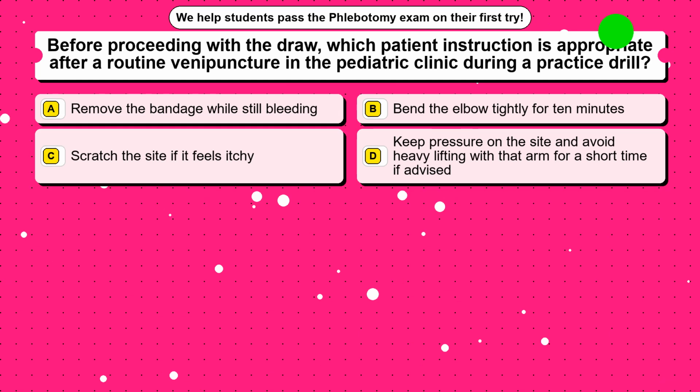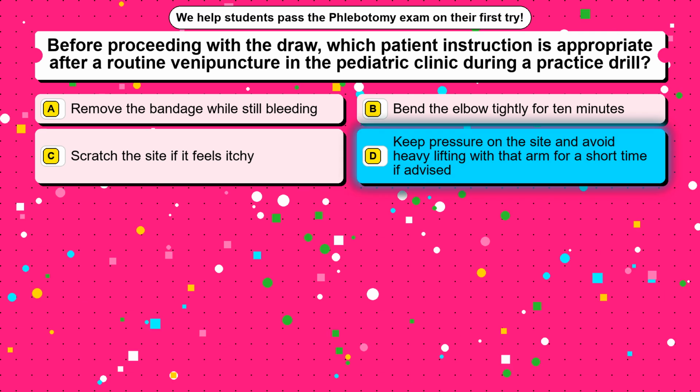Question 64. Before proceeding with the draw, which patient instruction is appropriate after a routine venipuncture in the pediatric clinic during a practice drill? Option A. Remove the bandage while still bleeding. Option B. Bend the elbow tightly for 10 minutes. Option C. Scratch the site if it feels itchy. Option D. Keep pressure on the site and avoid heavy lifting with that arm for a short time if advised.